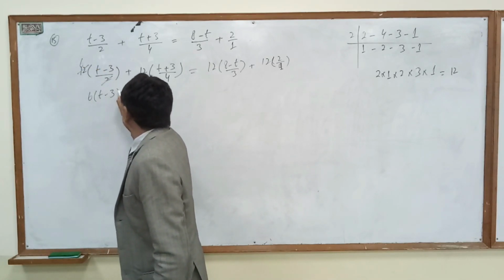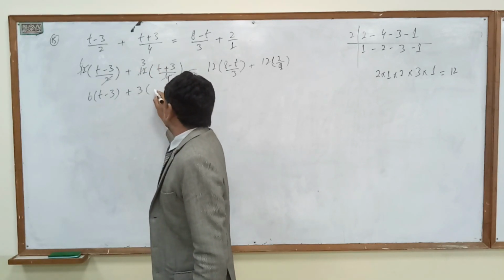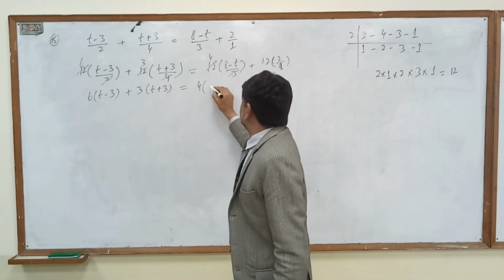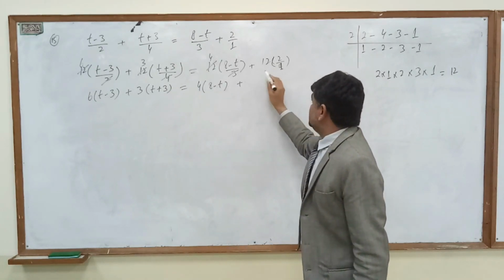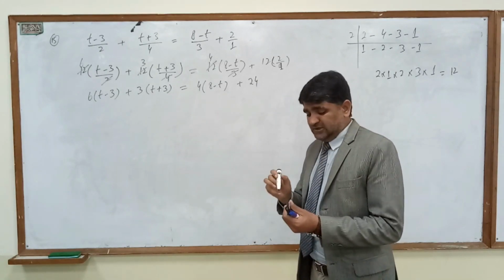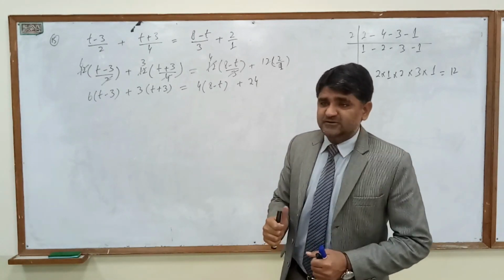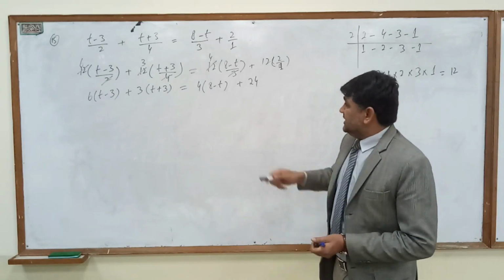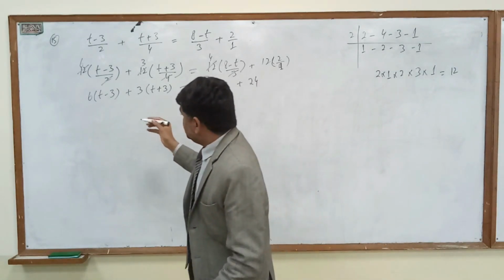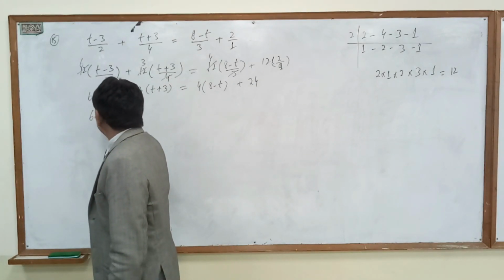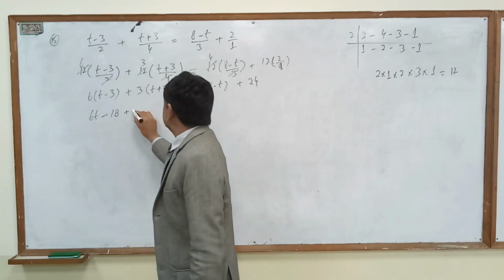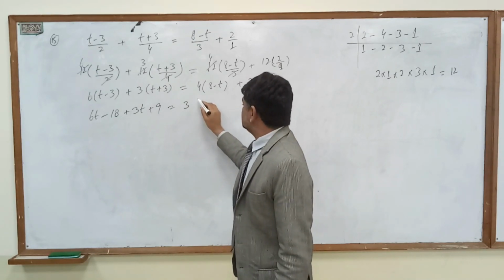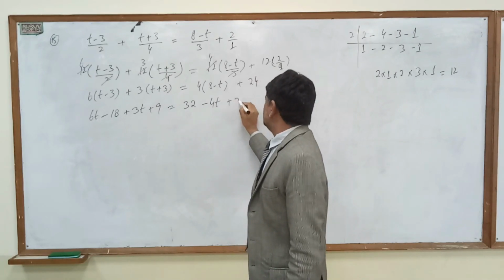So 2, 6 and 2, (t minus 3), 4, 3 and 2, (t plus 3) is equal to 4 and 2, (8 minus t), 12 multiplied by 2, answer is 24. As we stated, first of all we solve division, then we go for multiplication. So in this case we have multiplication. Yes. So we can simplify as we did in our previous question. 6t minus 18 plus 3t plus 9 is equal to 32 minus 4t plus 24.